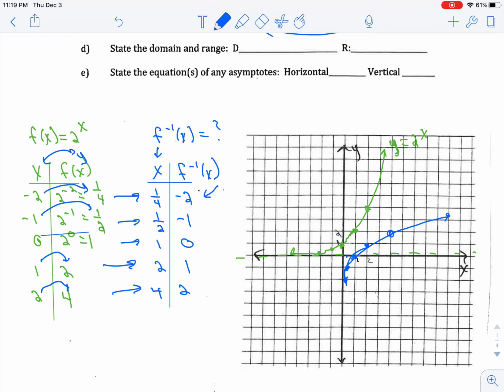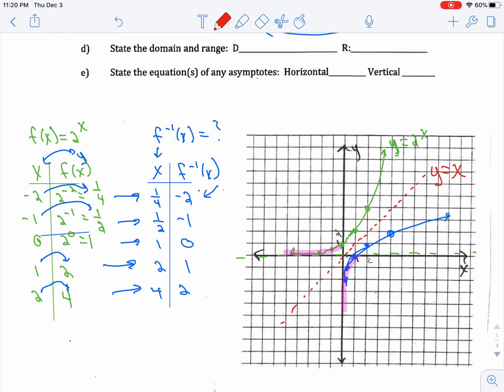Now what I want you to notice is that this graph over here is getting closer and closer to the x-axis. And so when I reverse it, this is going to get closer and closer to the y-axis. All right, and I know that you know from earlier in the year and from Algebra 2 that basically when you have a function and its inverse, they are reflections of each other over the line y equals x.